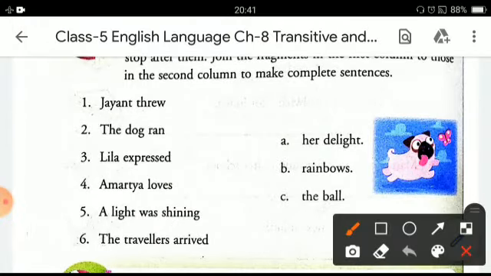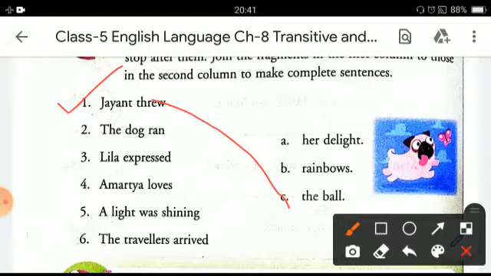Some of the sentences are complete ones and some are fragments of a sentence. We have to add an object to it, that is given in the right hand side column, to make its sense complete. So let's read the first sentence, that is Jayant threw. It's an incomplete sentence having a fragment in the right hand side column. Let's add a suitable object to it to make the sentence complete. Jayant threw the ball. We have added an object to it and the sentence is complete now.